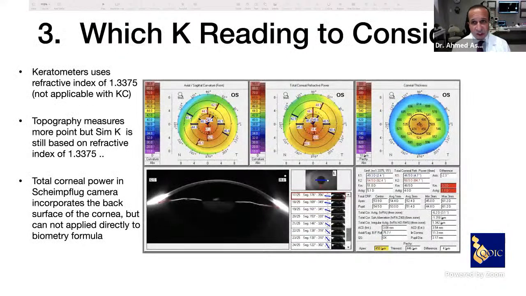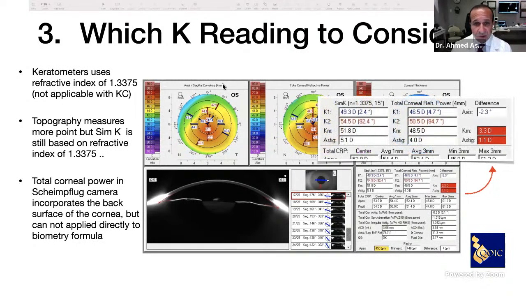Regarding the third question, which K reading shall we consider? Keratometers use a refractive index of 1.3375, as in the virgin cornea, which is not applicable, as we mentioned, in cases of keratoconus. And the same applies to corneal topography, although it measures more points on the central corneal surface, it still uses the same refractive index as the keratometers. Probably the Pentacam, which uses the total corneal power, we can get the total corneal power in the Scheimpflug camera, which incorporates the posterior corneal surface in the calculation of the effective total corneal power.